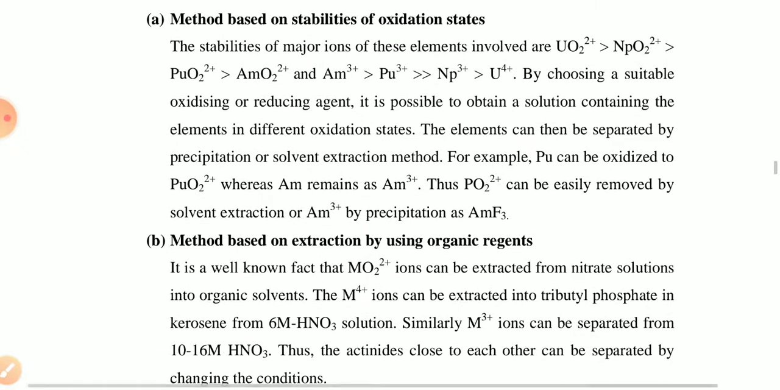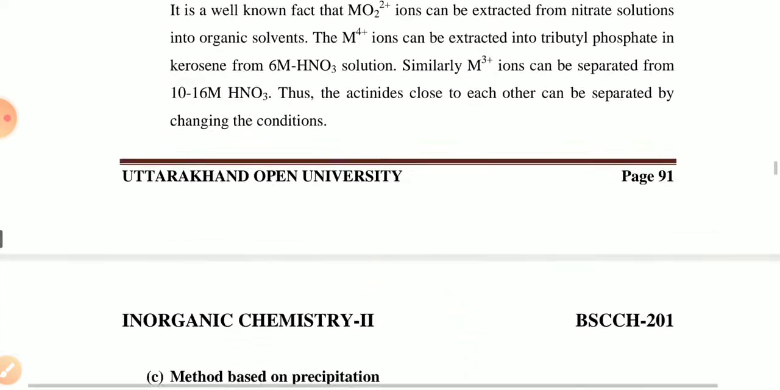Another method is extraction by using an organic reagent. It is known that the MO2+ ion can be extracted from the nitrate solution into the organic solvent. The M+4 ion can be extracted into tributyl phosphate in kerosene from the 6 M HNO3 solution. Similarly, M+3 ion can be separated from the 10 to 16 M HNO3. Thus, actinides close to each other can be separated by changing the conditions of a reagent.